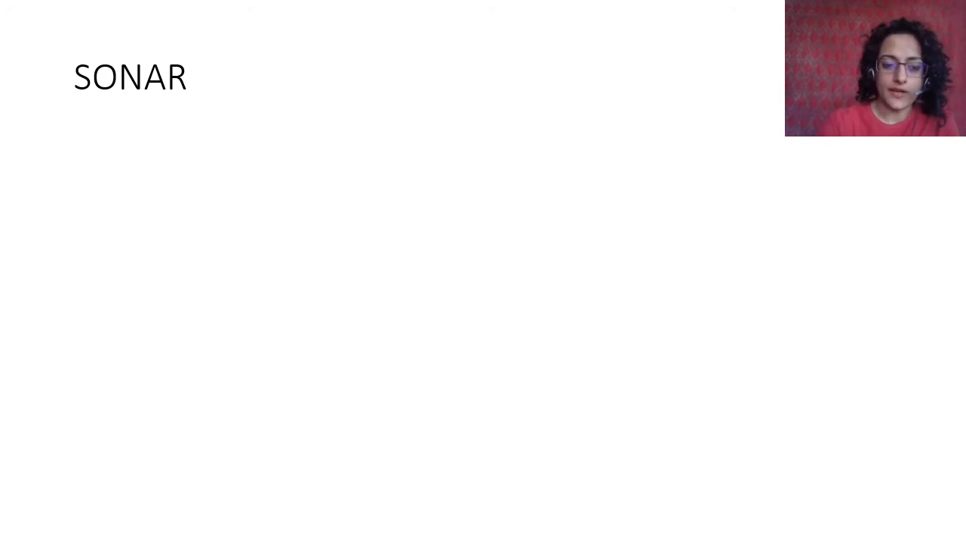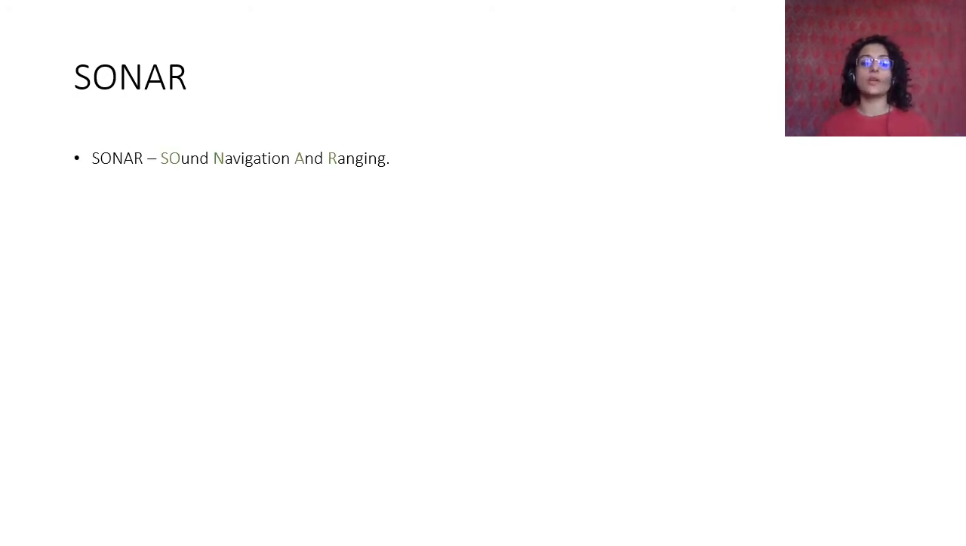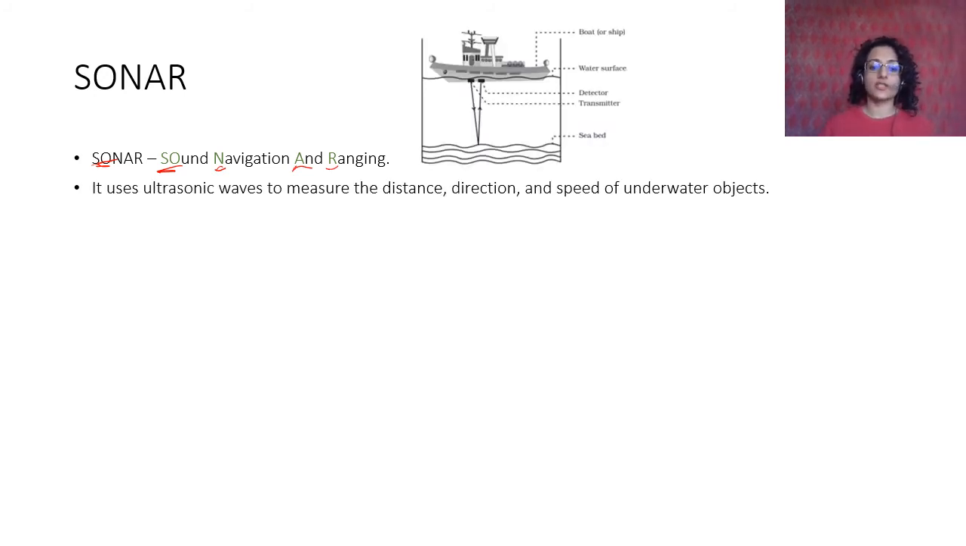Now we come to sonar. What is sonar? Sonar refers to sound, navigation and ranging, right? So SO comes from sound, N comes from navigation and ranging. Okay, so that is used in ships. It is also used by animals such as bats, as the principles involved in this are also used by them. So it uses ultrasonic waves to measure the distance, direction and speed of underwater objects.